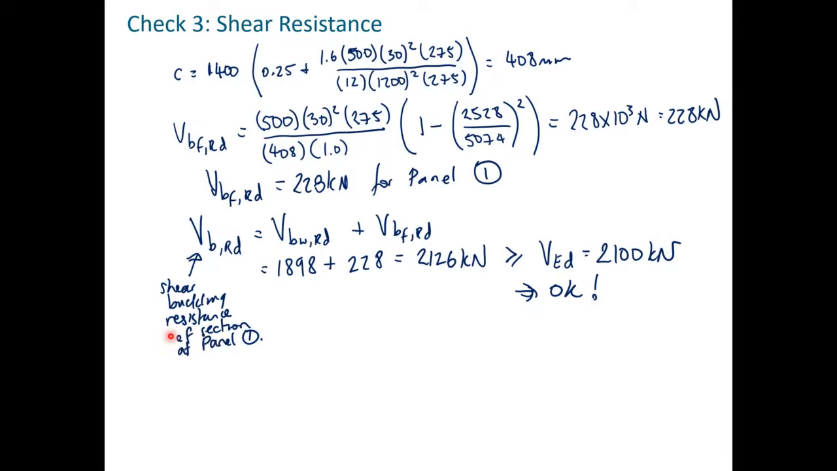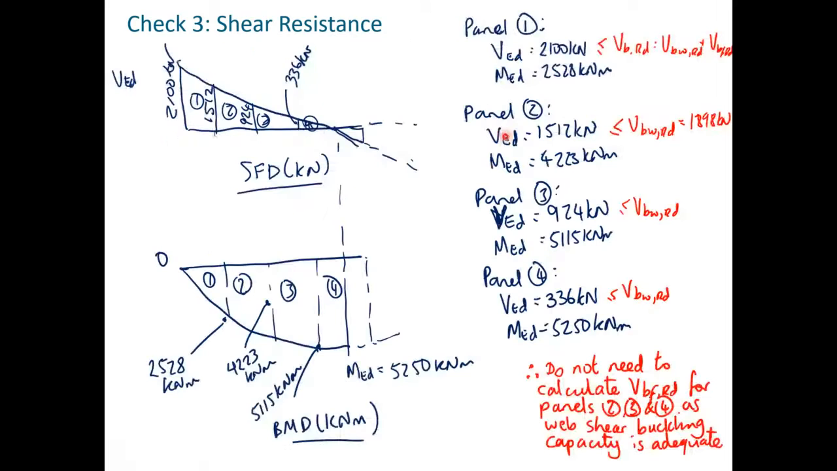And so if we look at here, it saves us having to do this check or this calculation for panel 2, 3, and 4, because we have to get the moment at each of the panels divided by the capacity of the bending capacity of the flange alone, by the moment demand in there to work out what the capacity is for shear buckling of the flange. We don't need to do that for panels 2, 3, or 4 because we can see straight away that the shear demand for each of those panels 2, 3, and 4 is less than the capacity of the web alone. So we don't even need the flange in there. So that's handy to know in there.